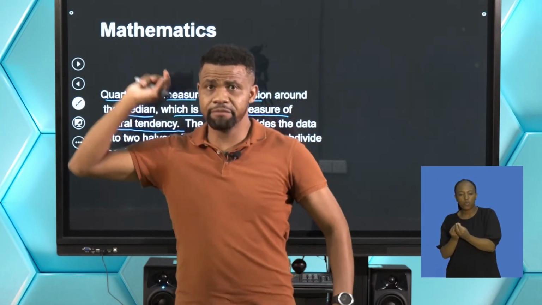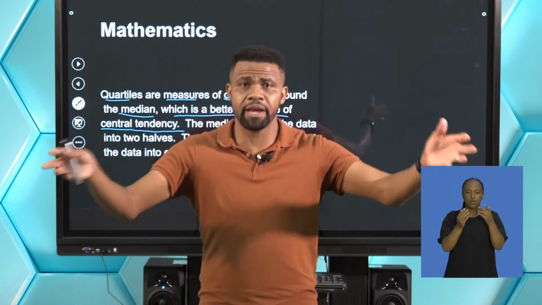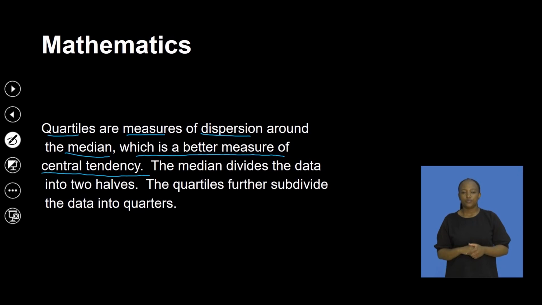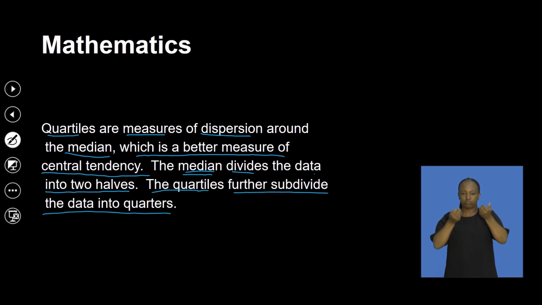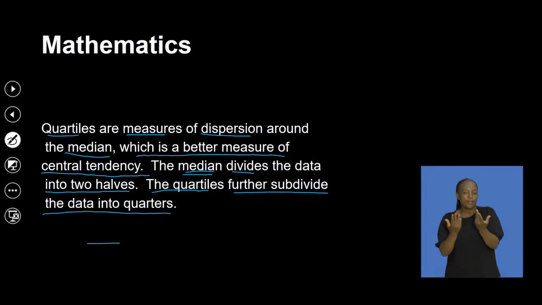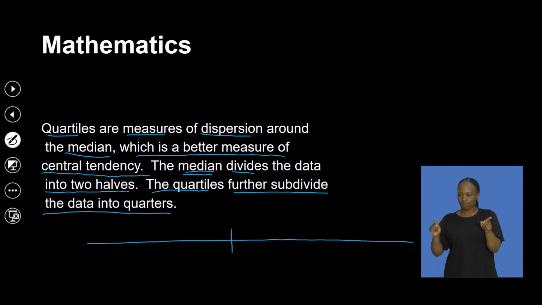Okay. Think about it, if the highest minus the smallest, you get a bigger number. And plus, there's a huge gap between the lowest value and the highest value. That's the dispersion. So the median divides the data into two halves. The quartile further subdivides the data into quarters. What it means, if we have a set of data from there to there, this is the median.